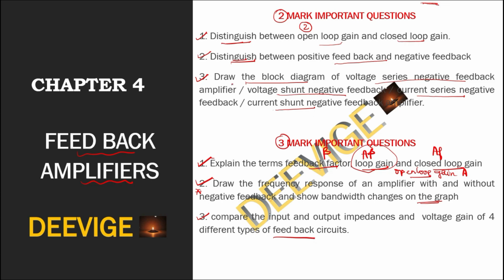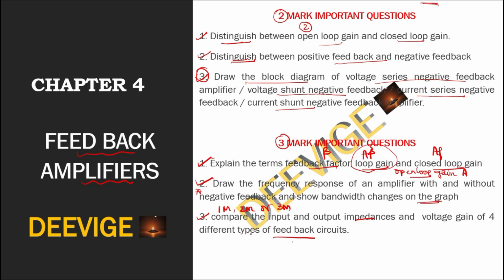Then the next one, compare the input and output impedances and voltage gain of 4 different feedback amplifiers. In the above question it is mentioned what the 4 different feedback amplifiers are. You need to learn how their input and output impedances are affected, and how the gain is affected with the application of negative feedback. There is a table in the textbook, you need to learn that. That can be asked again for 1 mark, 2 mark or even 3 mark questions.